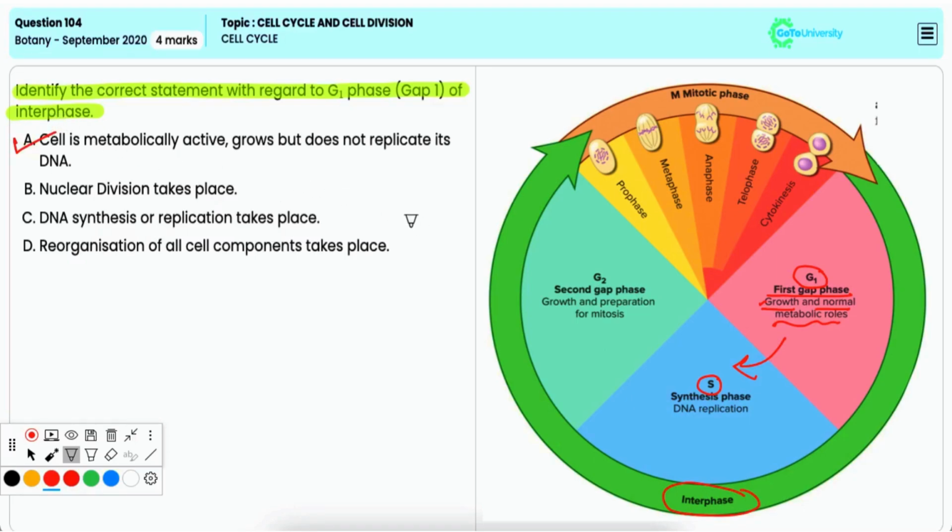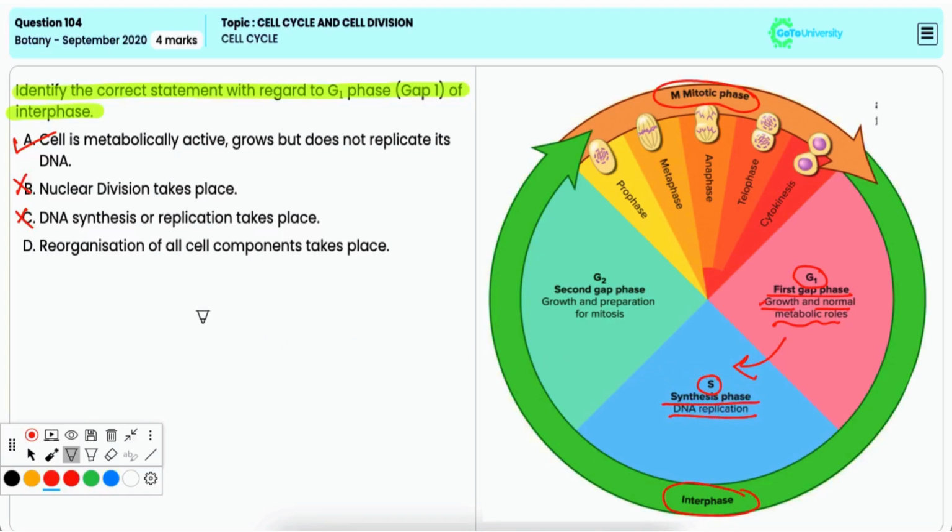Option B, nuclear division takes place. It is incorrect. Nuclear division, whether in mitosis or meiosis, does not occur during the G1 phase. It happens during the M phase. Option C, DNA synthesis or replication takes place. It is also incorrect, as DNA synthesis occurs during the S phase and not the G1 phase.